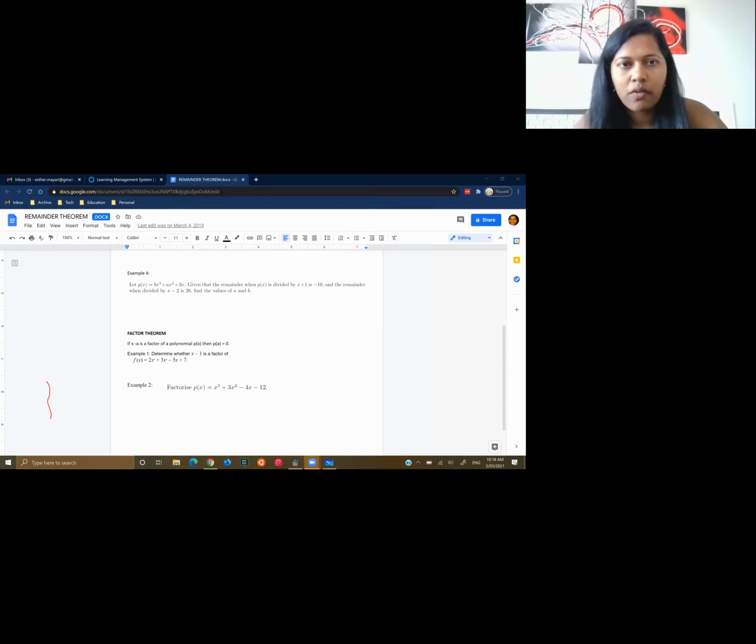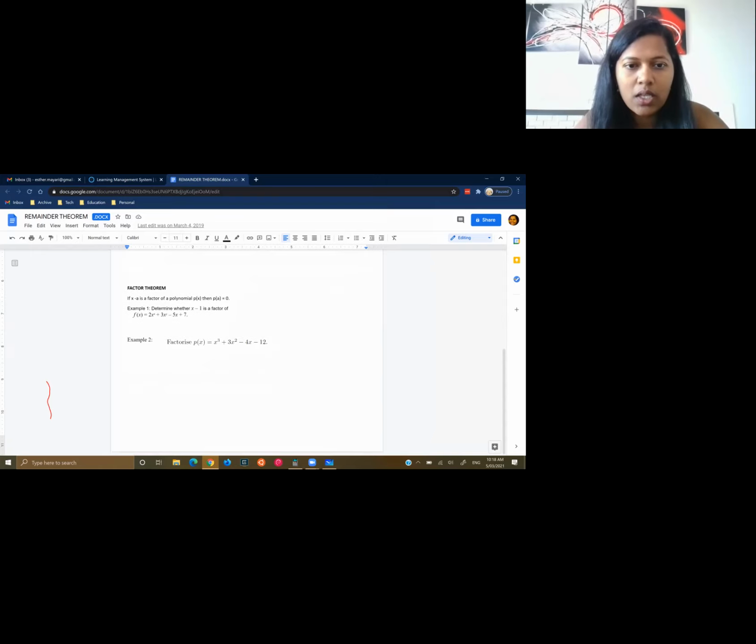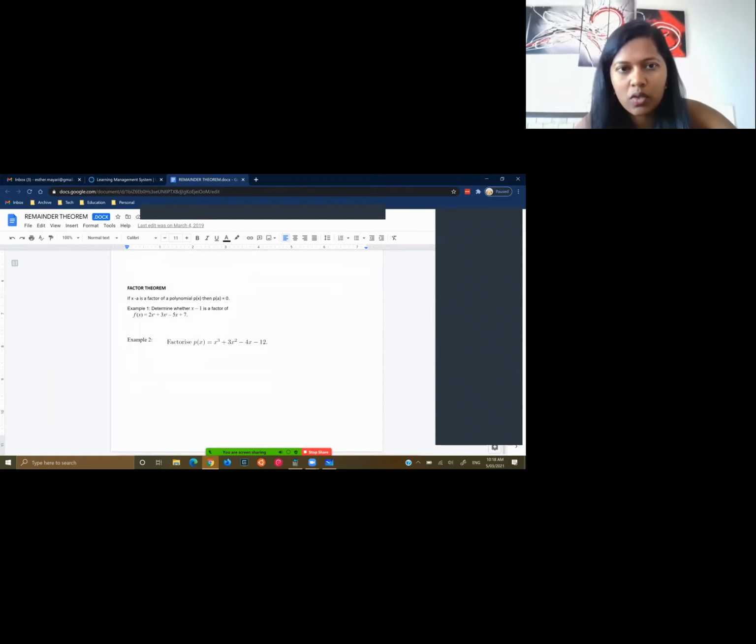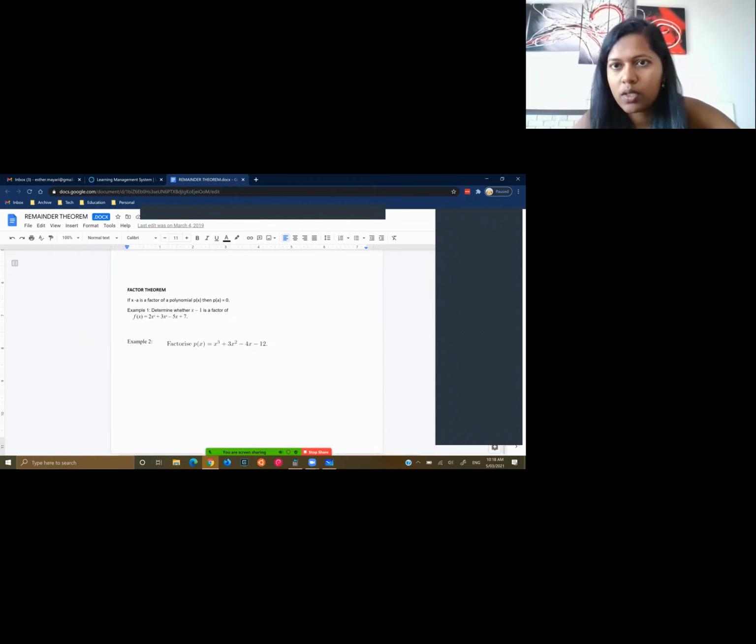Okay, so the factor theorem. As I just said... sorry, I'm trying to scroll up and it won't scroll up. Why is that? Oh, that's the highest it can go.